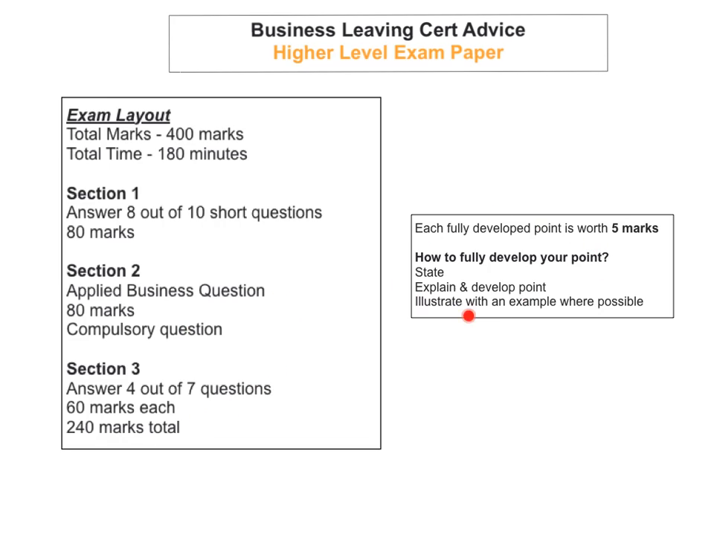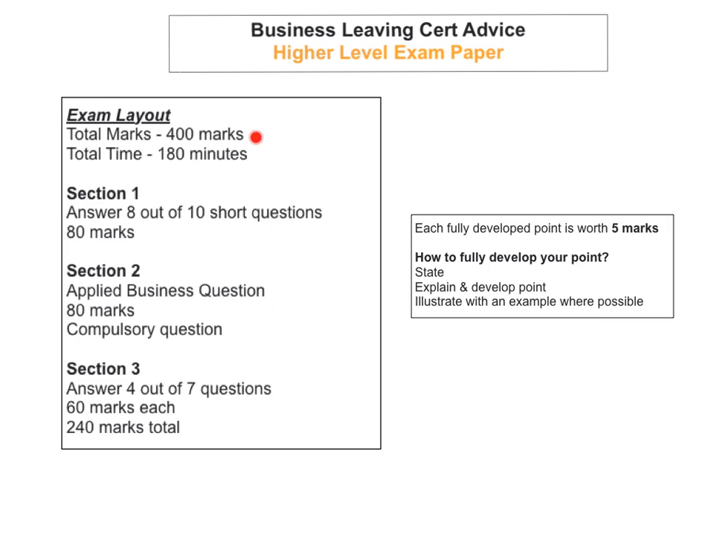Just one thing to remember: you must develop your points fully. If the question is 20 marks, that means that you need 4 points because every point is worth roughly 5 marks. If the question is 15 marks, then you've got 3 points that you need to make, and they need to be developed. How do you develop your answers fully? The first thing is that you need to state your point, so it might be a definition. You need to then explain it, so give the knock-on effect. What does it actually mean? Explain it, develop it, and then try to illustrate it with an example where possible.